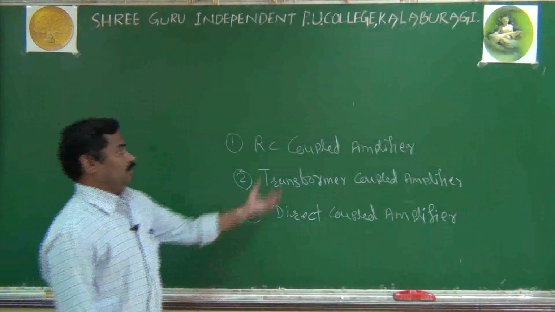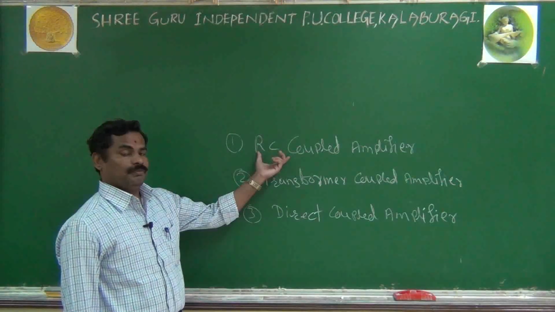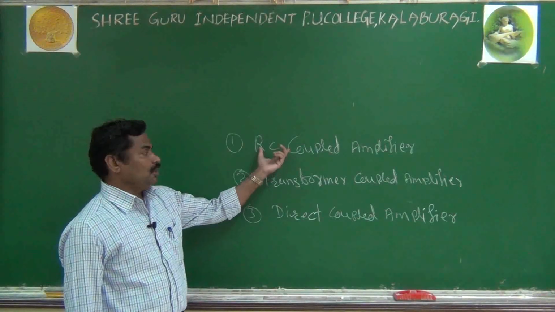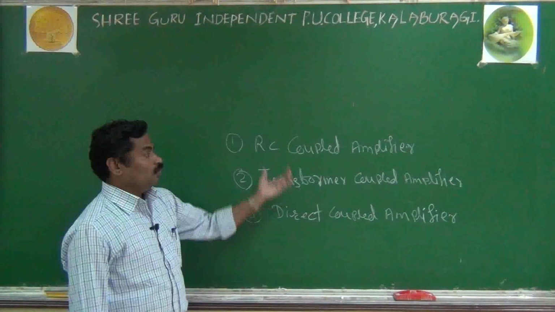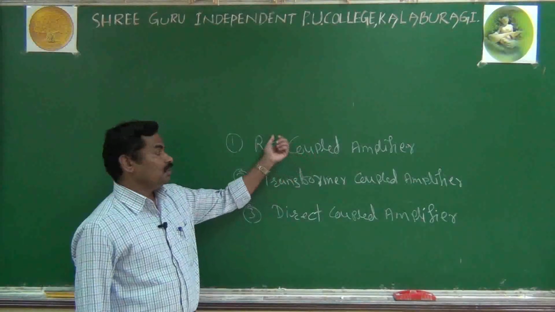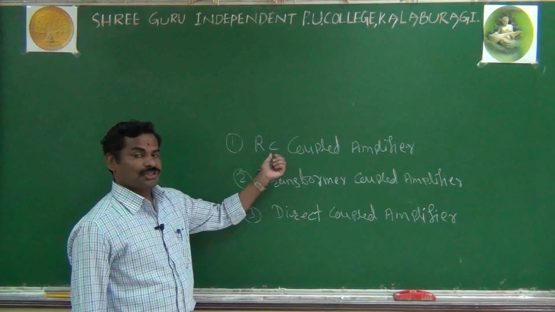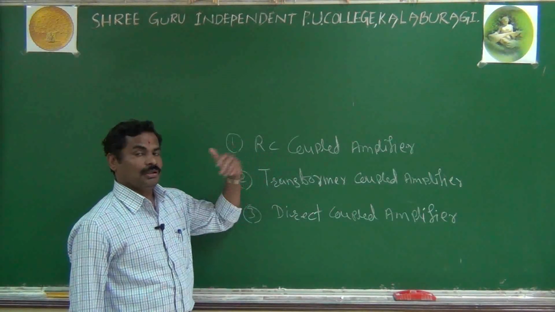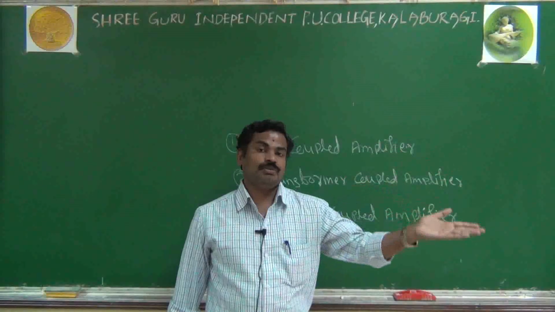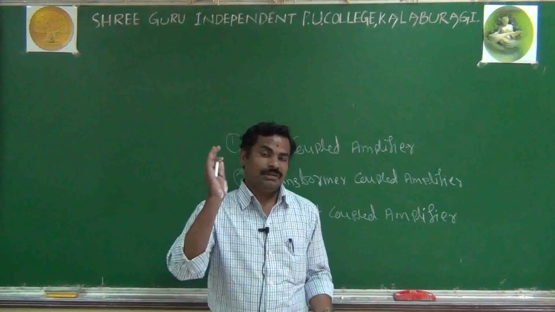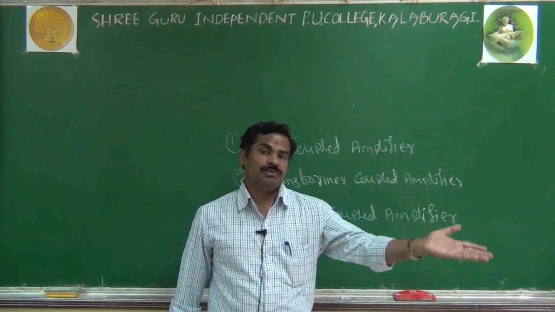Look here in your RC coupled amplifier. In this RC coupled amplifier, you are coupling or connecting one stage to another stage by using the RC. What I said, in multi-stage amplifiers, the first stage output acts as the input of the next stage. Whatever is the output of the first stage, that acts as the input of the next stage.